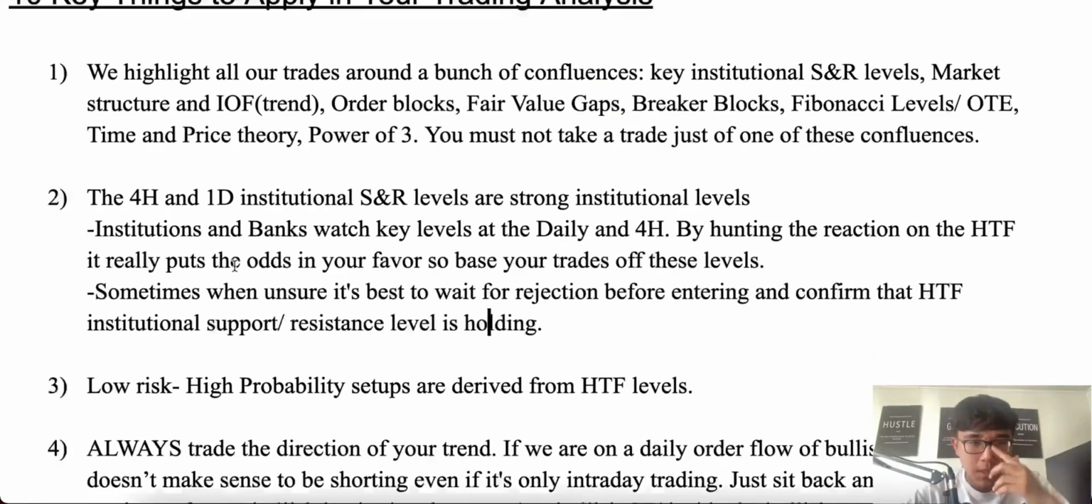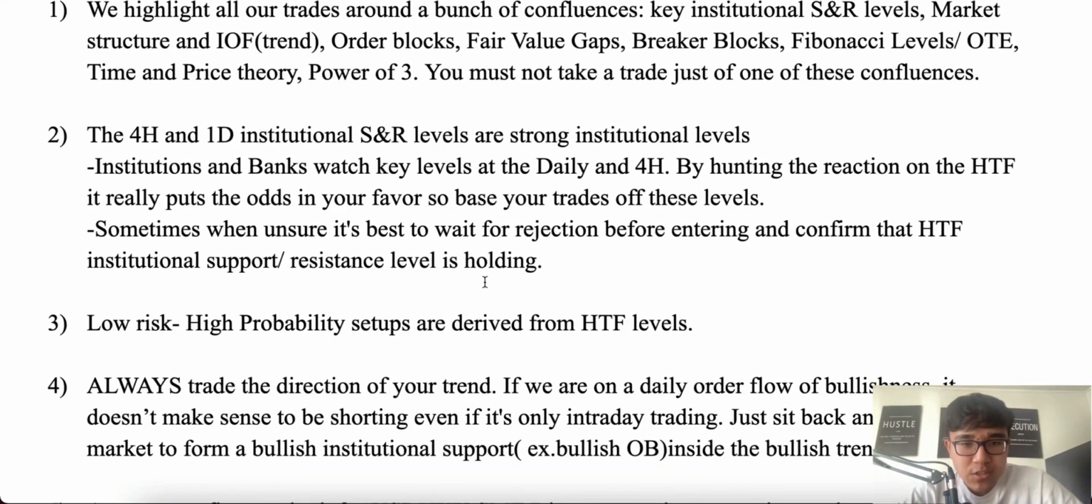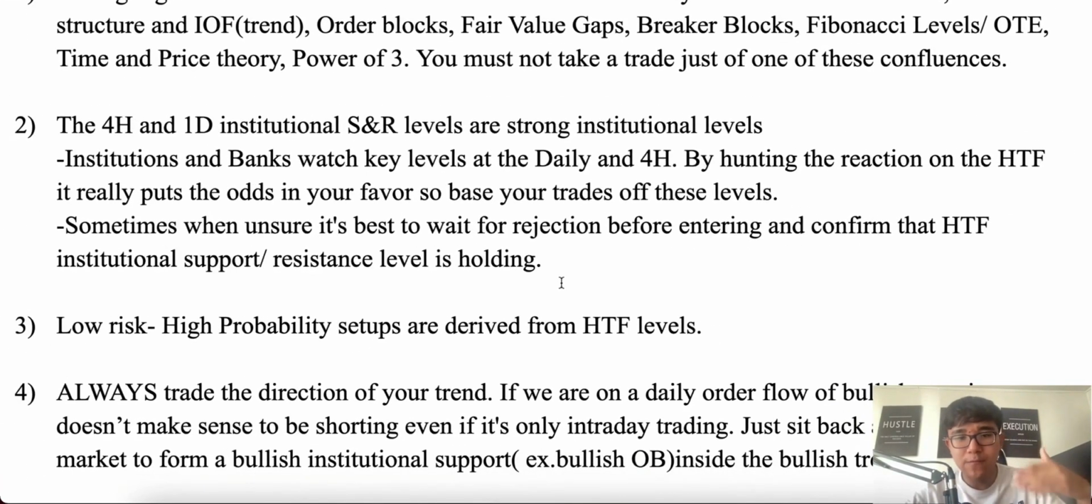and then on the lower time frame you can look for entries. So sometimes when unsure, it's best to wait for rejection before entering and confirming that higher time frame institutional support and resistance level. Yeah, so if we're at a daily order block, right, and we're not too sure if price will reject off that level, what we can do is we can wait for a rejection. We see a nice rejection, then on the lower time frame, we can look for entries to buy or sell off that rejection. Or sometimes they'll just blow right by your higher time frame institutional support and resistance levels, and then you know that the bias is different. But yeah, if you want to wait for a rejection, that will produce an A+ trade setup as well.